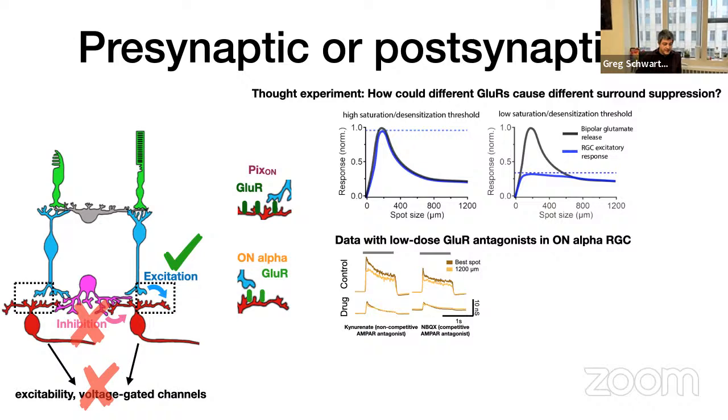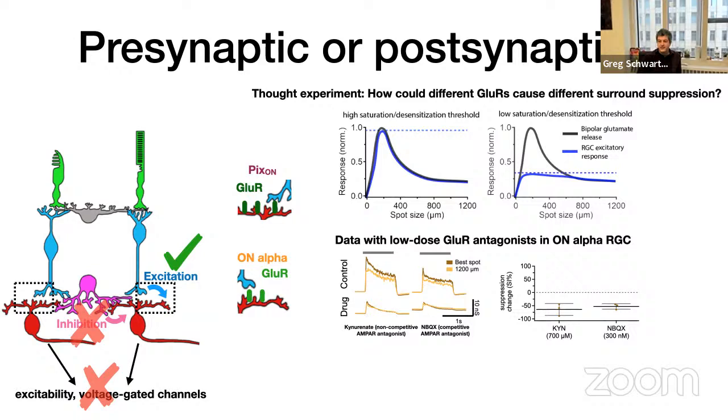We put these drugs on. And as you can see, of course, our excitatory responses got smaller. But did we reveal surround suppression? We didn't at all, right? Now, the best spot size and the largest spot size still have almost identical responses, even after adding this glutamate receptor antagonist. That's quantified here. If anything, the suppression goes in the opposite direction. So we don't gain surround suppression, we lose surround suppression by putting either of these drugs on.